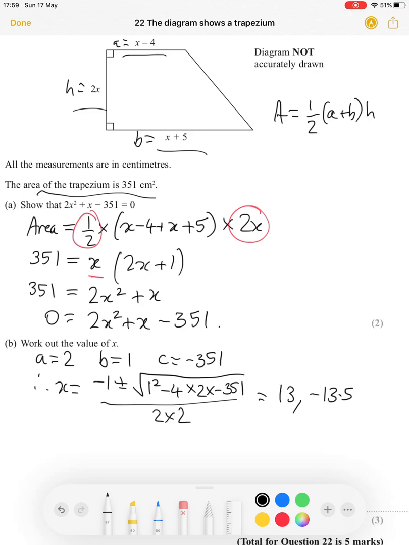But x is a length. x minus 4 and x plus 5 and 2x are all lengths. So we couldn't have x as a negative number. So the only solution is 13. And this is because x is a positive number. And we're done. So it's important to notice the distinction between a question that asks you to show something and a question that asks you to solve an equation.